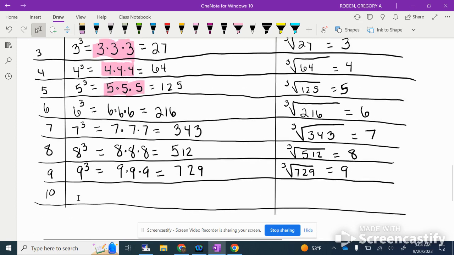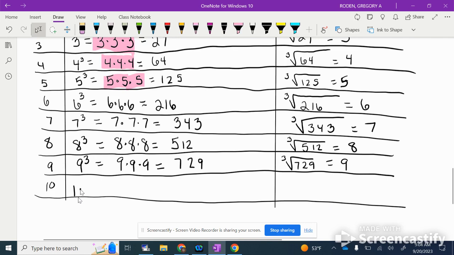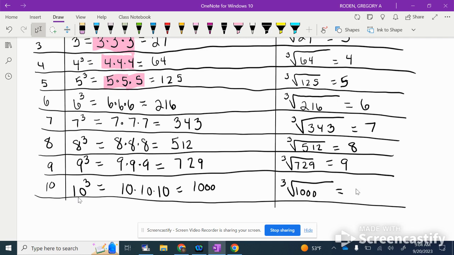And the last one, I bet you guys could figure this one out. So we have 10 to the third power. 10 to the third power is 10 times 10 times 10. Mrs. Galler, what's 10 times 10 times 10? 1,000. 3 zeros. So the cubed root of 1,000 equals 10. So now you have a perfect cube chart.